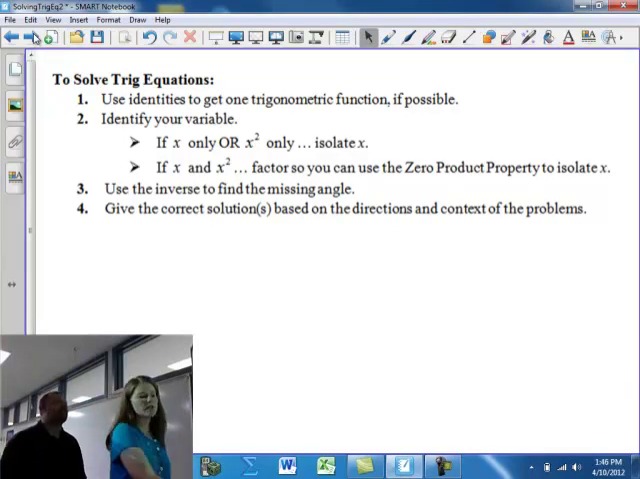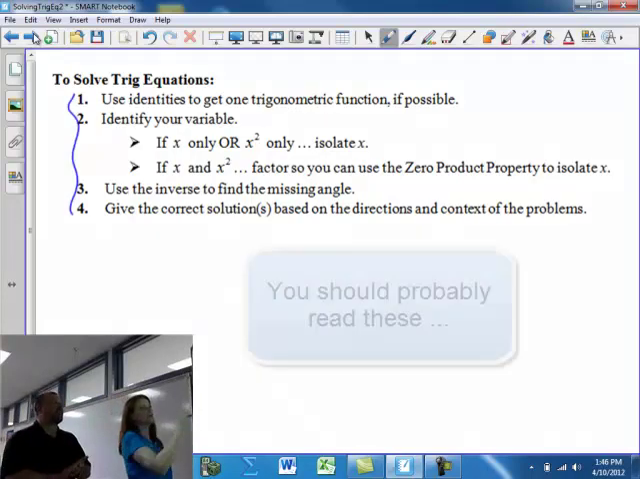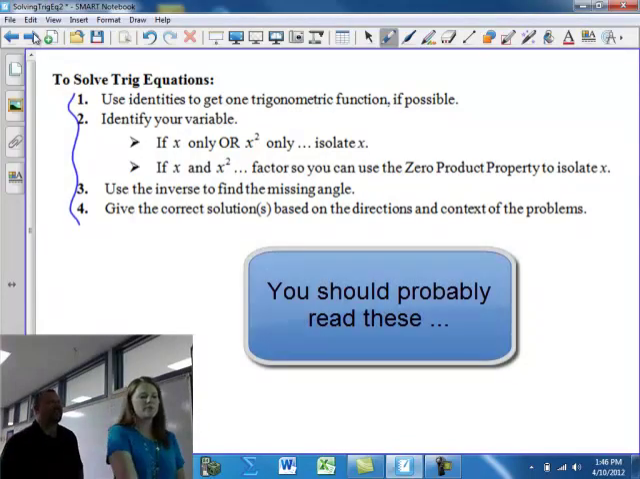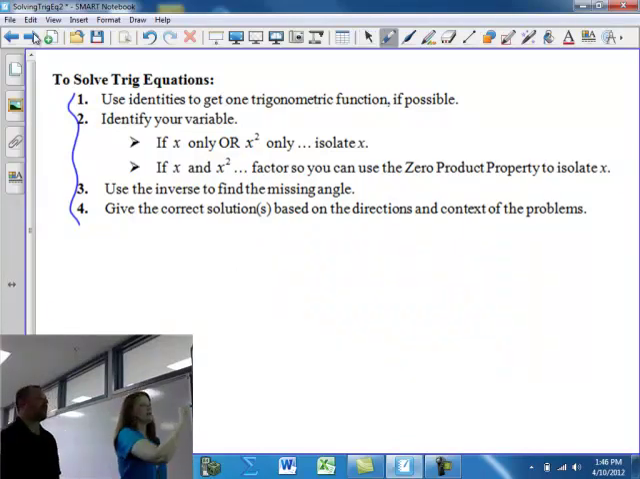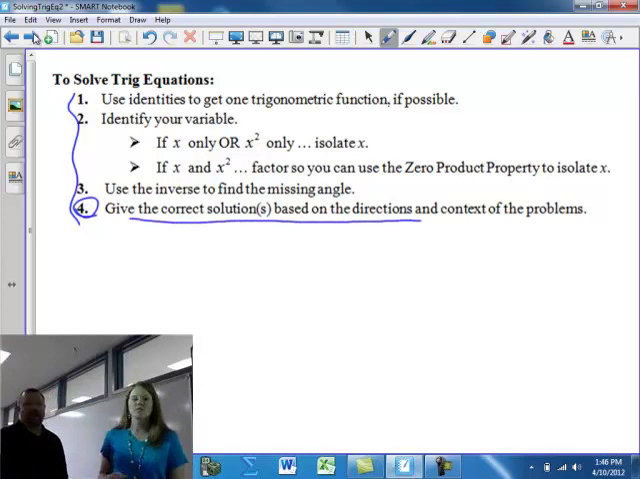We've given you some hints on your notes over here. So read through those. Basically, you want to think of all your algebra rules. And this is the most important part of that. You need to be able to give the correct solutions. Okay? And that's going to be based on the directions and the context of the problem. And we're going to have a lot of squared trig functions involved.